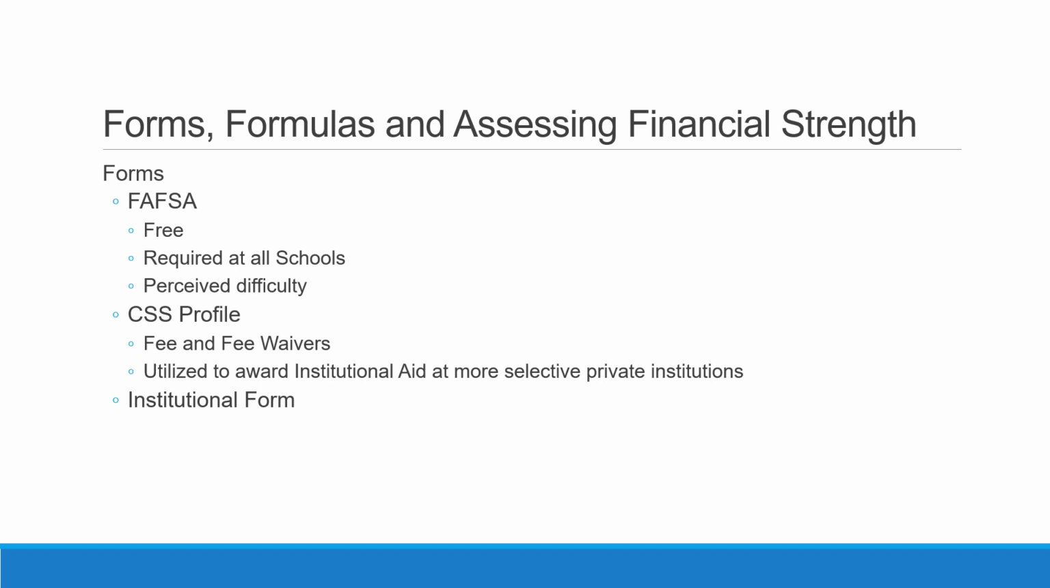There are several forms you and your child may need to complete in order to apply for financial aid. The first of these is the FAFSA form, or the Free Application for Federal Student Aid. The operative word is free. There is no cost for completing the FAFSA form. It is the one form, no matter where your child decides to enroll, that is required at every school or university in order to apply for financial aid.